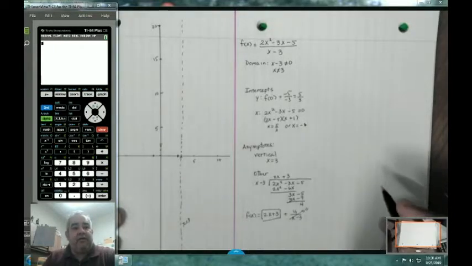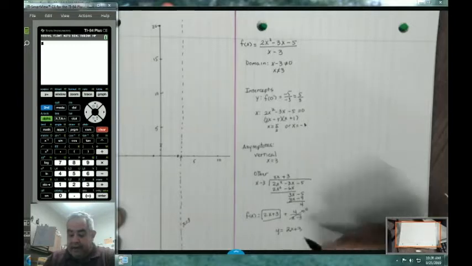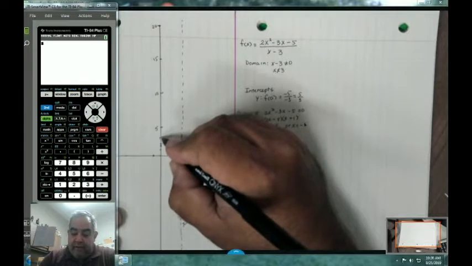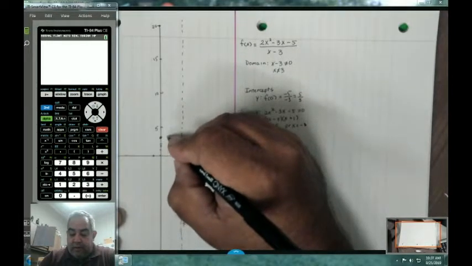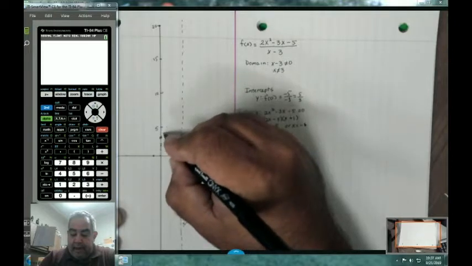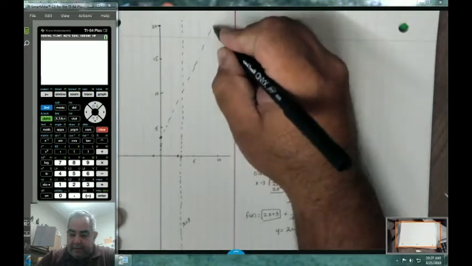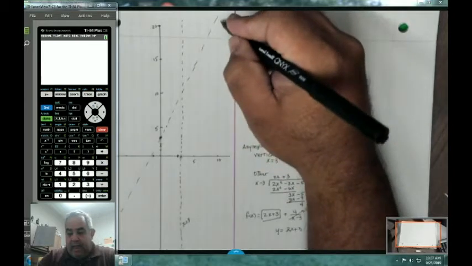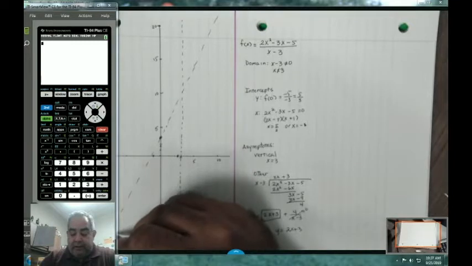So I'm going to have to graph y equals 2x plus 3. So 1, 2, 3 roughly. There. For every 1 I go over, I go 2 up. And my line looks very roughly like this. I will label it as y equals 2x plus 3.